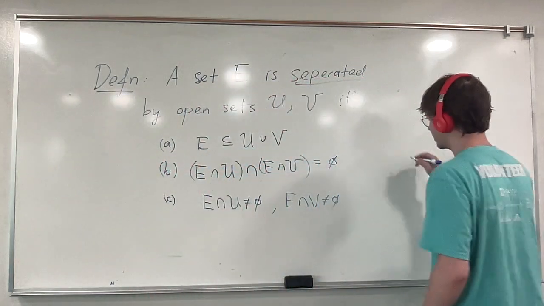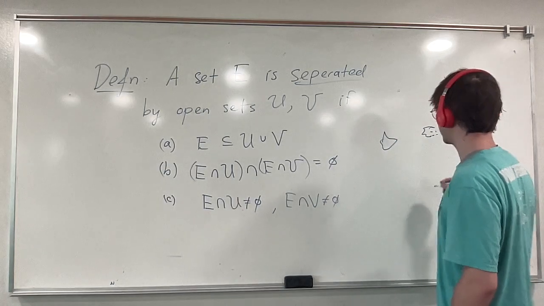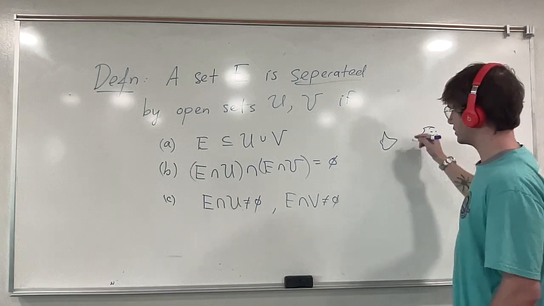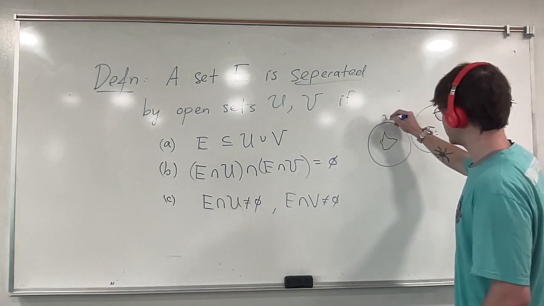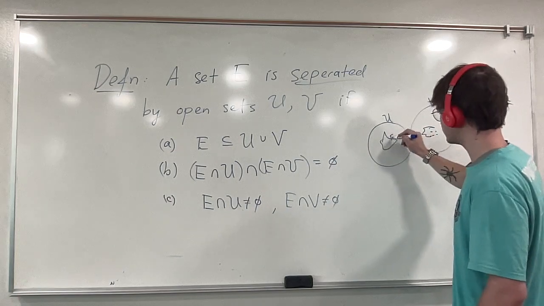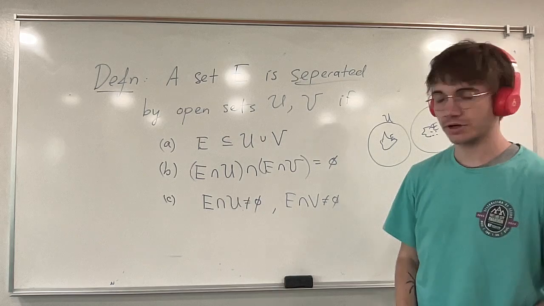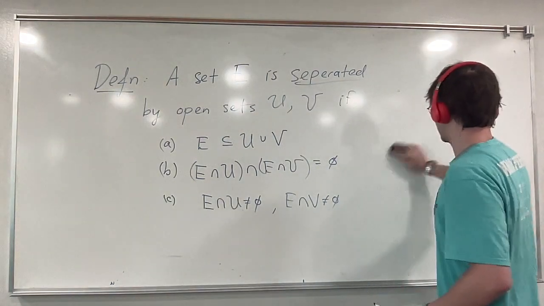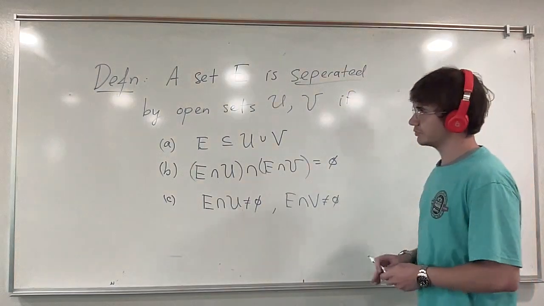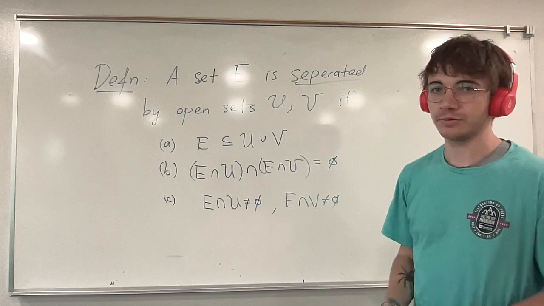Okay, so to draw a picture here, I have some set E, which might be a little weird, and here's E, and then it's going to be separated if I can draw two open sets. Here's U and V, such that the following three things hold. So basically a set is considered connected if it cannot be separated by any two open sets.